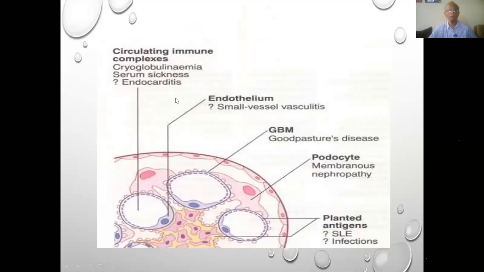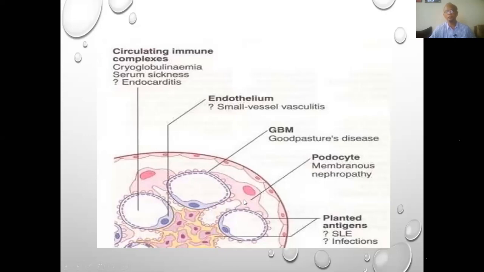Now you see, in the case of circulating immune complexes, cryoglobulinemia, serum sickness, and endocarditis, there is deposition in the endothelium, resulting in antigen-antibody deposition and subsequent complement activation. Endothelium is involved in small vessel vasculitis, and the glomerular basement membrane in Goodpasture disease. Both the basement membrane of the kidney as well as the lung is involved in Goodpasture syndrome.